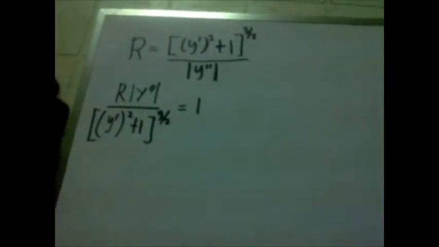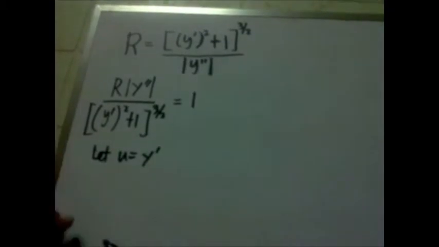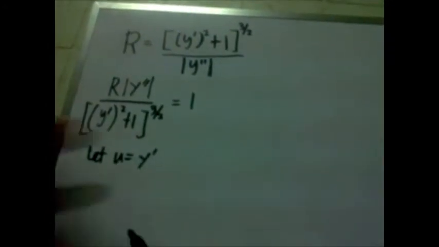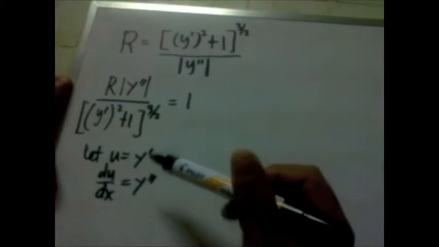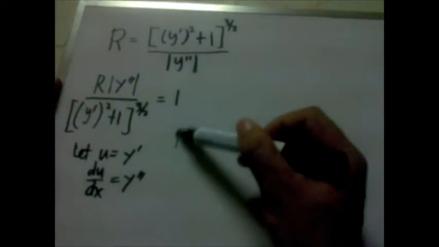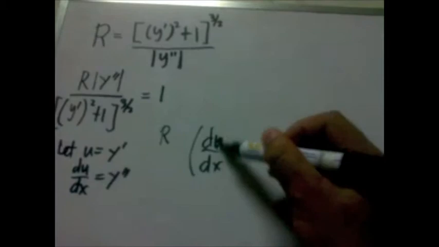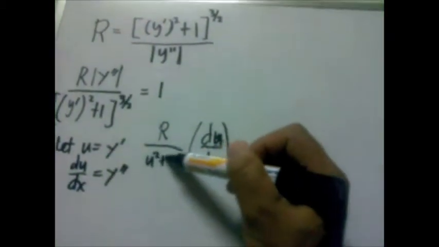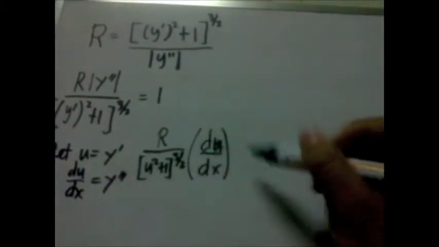The next thing that we have to do is let u equal y prime, so that we will put this definition in the equation, and then we can easily integrate the given equation. So du over dx is equal to y double prime. Okay, so let's substitute what we have defined. r, then the double prime here is equal to du over dx. Okay, this is u, not y, du over dx. But remember, we have y prime in the denominator, which is equivalent to u. So u squared plus 1 quantity raised to 3 halves is equal to 1.